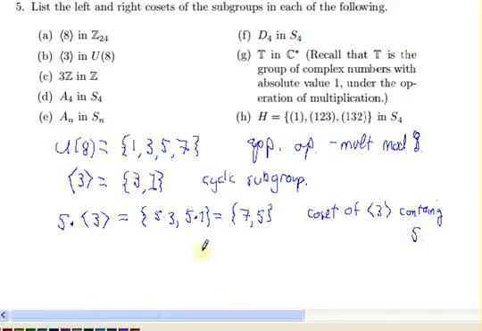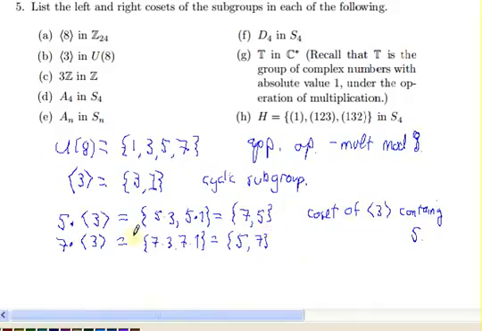Now I could do the same thing with the element 7. If I took 7 times this cyclic subgroup, I would get 7 times 3 and 7 times 1. 7 times 3 is 21, and 21 mod 8, if I subtract 16, gives me 5. So in fact, that's equal to 5 and 7. This is the coset of 3 that contains 7.